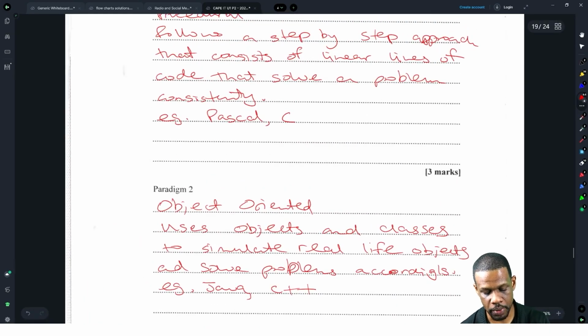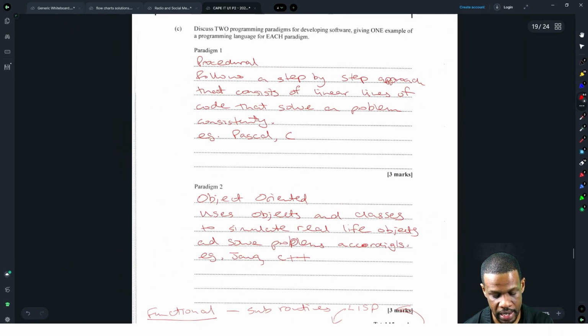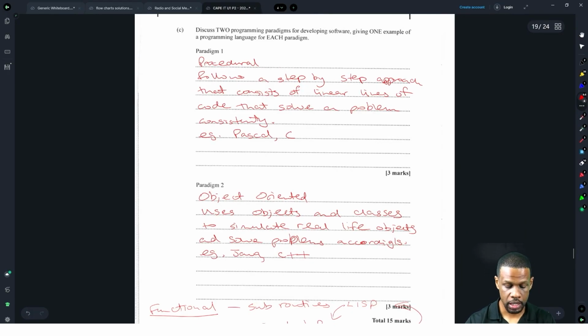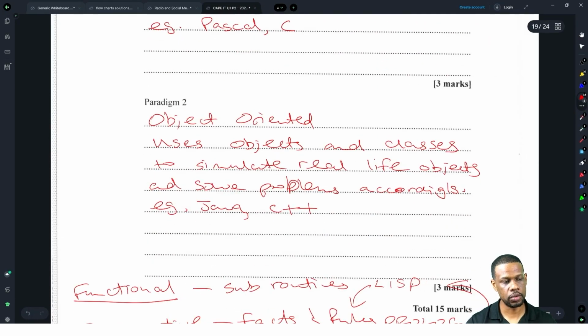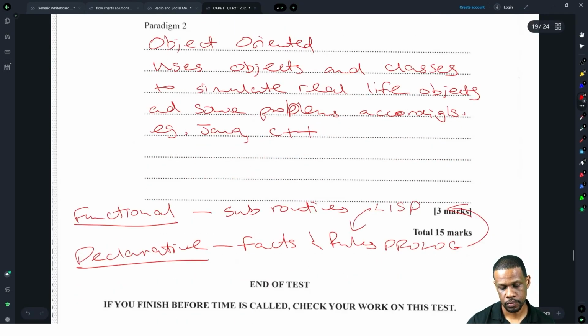But these programming paradigms have been on the syllabus for a while, and you should continue to know them at all times. And when you are done, that is it there.